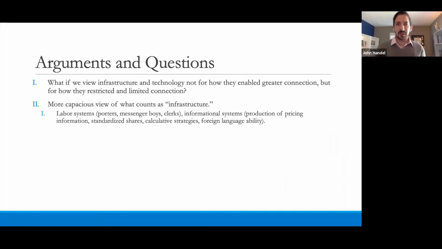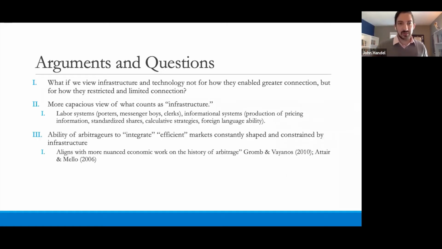I also try and open up, this is very telling for the current week that we've been in with the Biden administration, a more capacious view of infrastructure that looks at the broader systems that enable financial markets to work. This is their laborers like porters and messenger boys up to the actual production of pricing information.